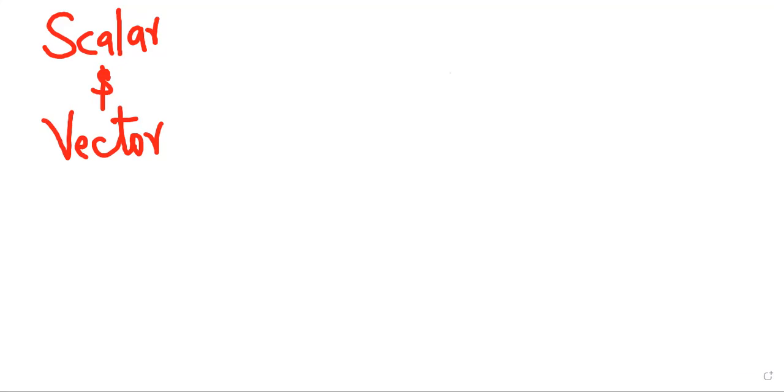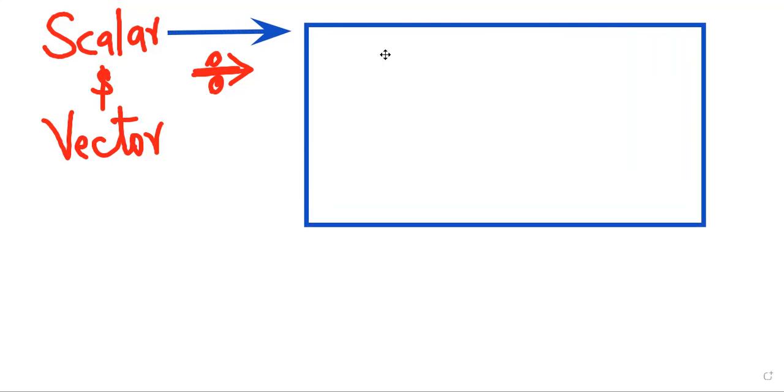Scalar and vector quantities. Scalar quantities are those physical quantities which are actually described by unit and magnitude of the object.